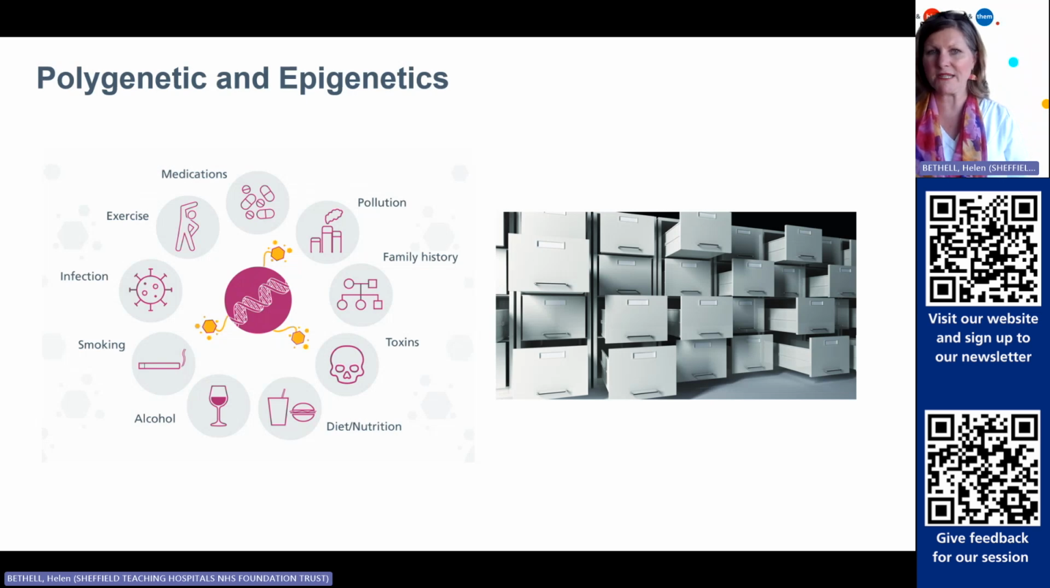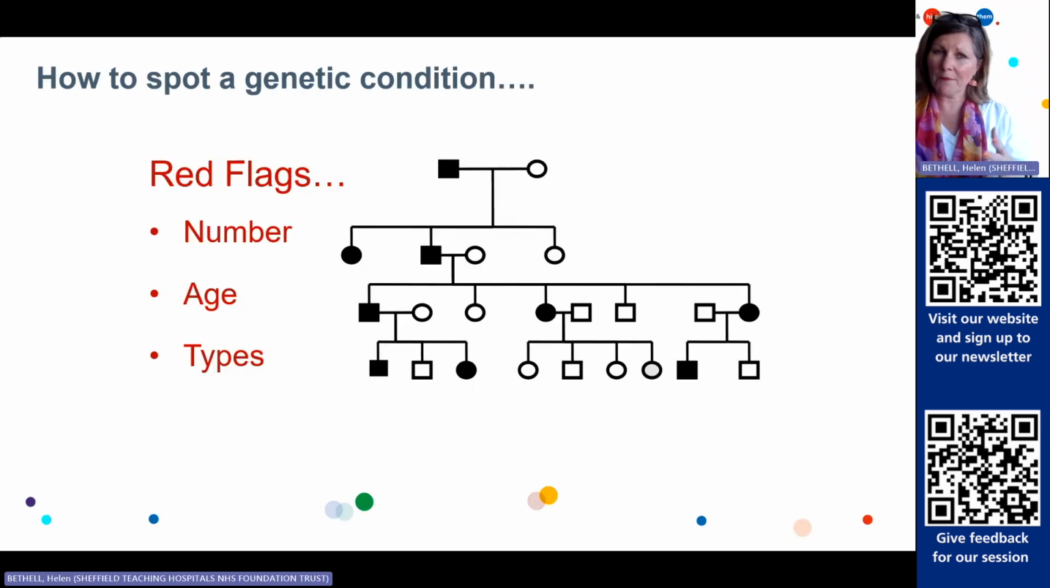So, key tips and tricks for spotting a genetic condition. We need to think about the red flags: the number of people that are affected within the family with the same or similar condition, and the age at which people are presenting in genetic conditions. This is often younger than you would normally see in the general population. And also think about the types. Are they clustering, and are they patterns that we might recognise often go together?